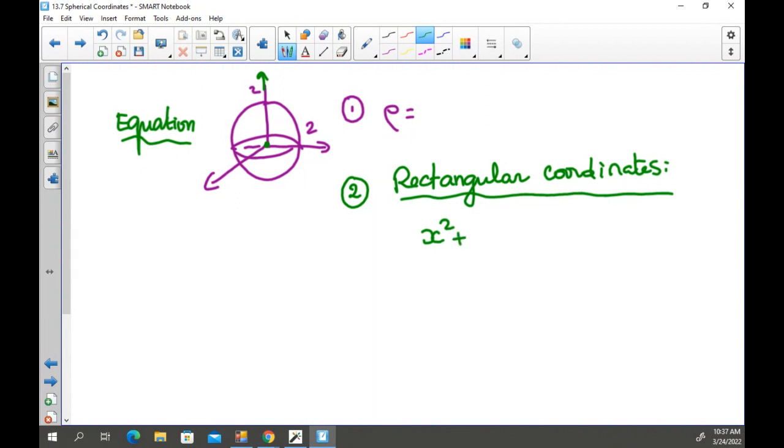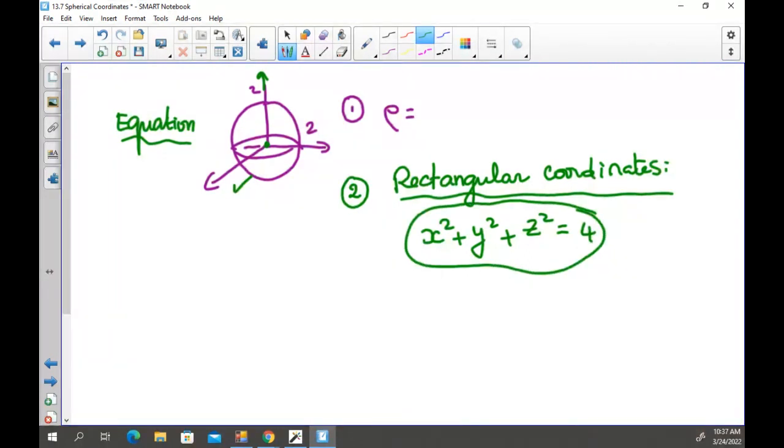x squared plus y squared plus z squared equals 4. That's it. That's the equation of the sphere in rectangular coordinates. You should know this now. That is the equation of a sphere of radius 2 centered at the origin in rectangular coordinates.